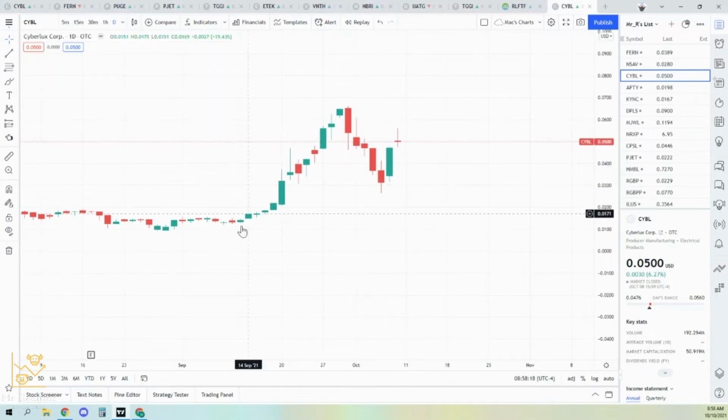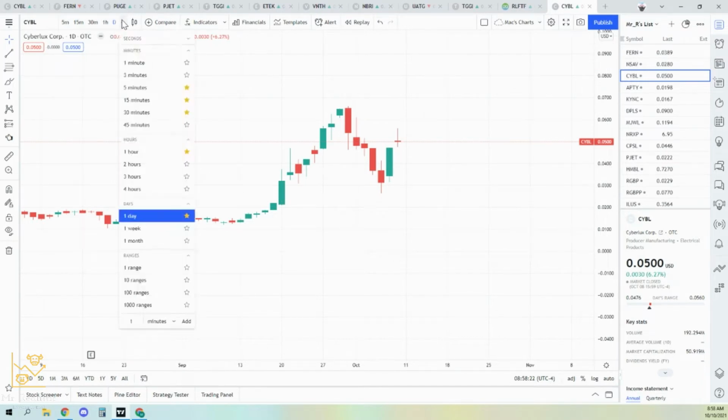But right here, as you can see, we have the daily, which is up here. Up here, you can do seconds, minutes, hours, days, and then some ranges. As you can see, I've got some highlighted right here, 5, 15, and 30. Those are more of a day trading setting. I would not use those if you're going long or even a long swing. The hourly and the daily is what you want to go by. It'll be a lot more accurate.